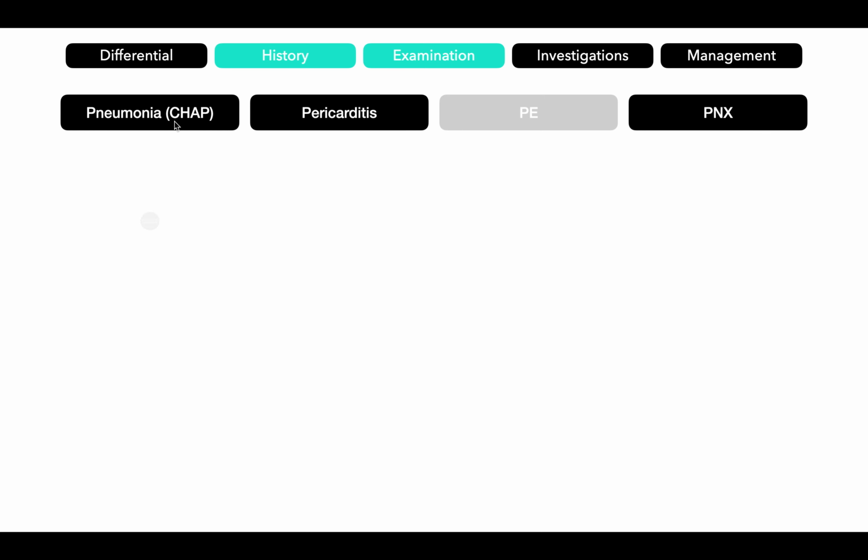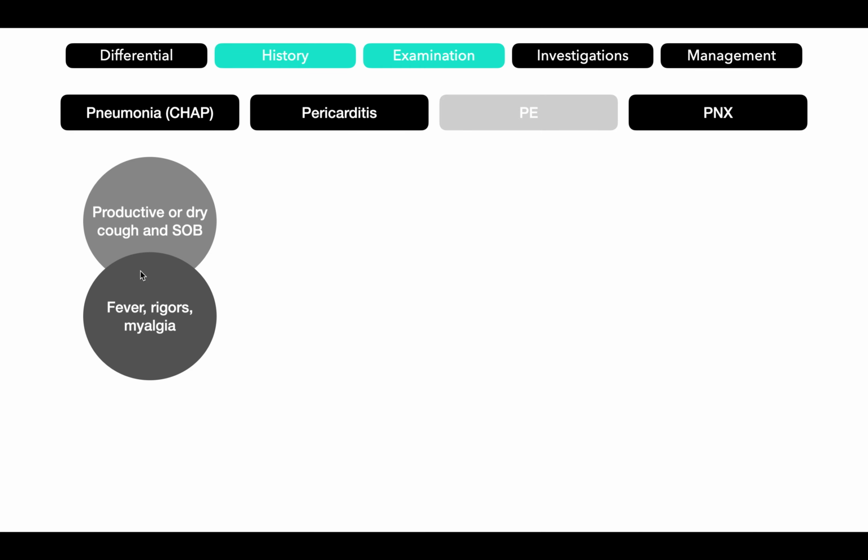So now the P's. If we begin with pneumonia, they'll have a productive or dry cough and shortness of breath. They'll have fevers, rigors, and myalgia, and at-risk populations are more likely to be affected. So for your hospital-acquired pneumonia, it's patients that have been there for a while, usually greater than 2 days, ventilator patients. And for community-acquired pneumonia, it's usually the older people in residential homes and things. That's your classic history of pneumonia.